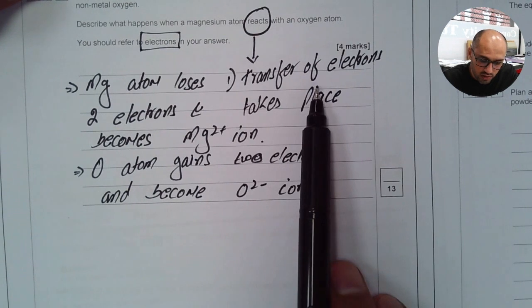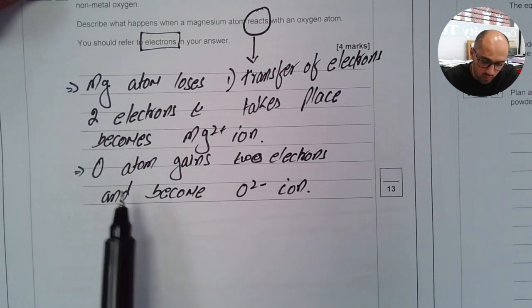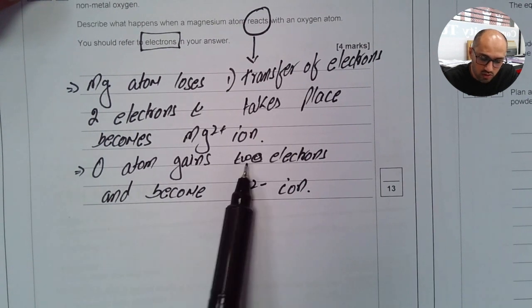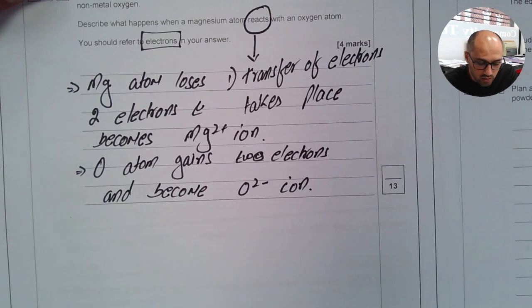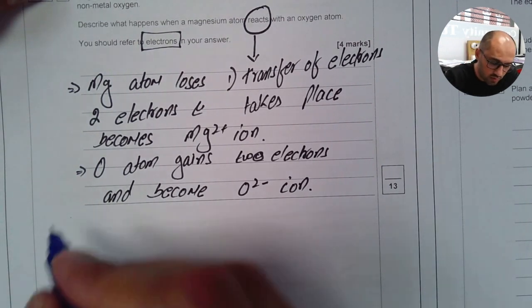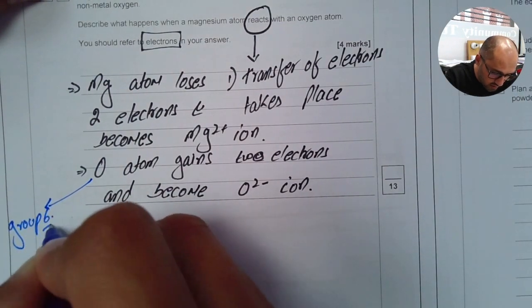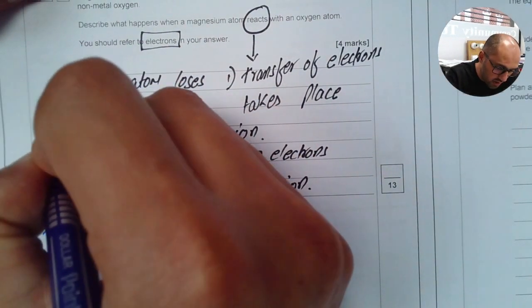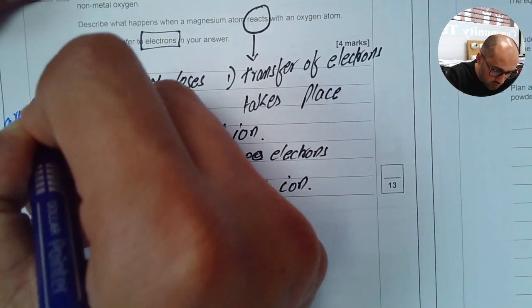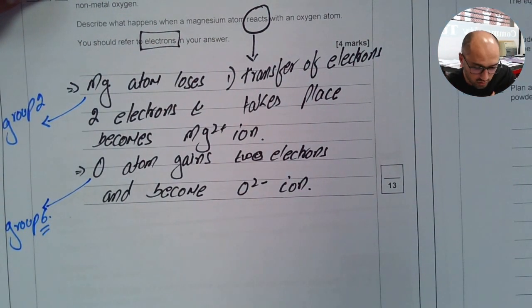Now you'll get 1 mark for this, 1 mark for saying that magnesium atom loses 2 electrons, 1 mark for saying oxygen atom gains 2 electrons, and 1 mark for identifying the type of ions they will become. How do I know that magnesium will lose 2 electrons and oxygen will gain 2 electrons? Because oxygen is from group 6, and group 6 elements, they always gain electrons. Magnesium is group 2, so it will have to lose 2 electrons so that it can have complete outermost shell.